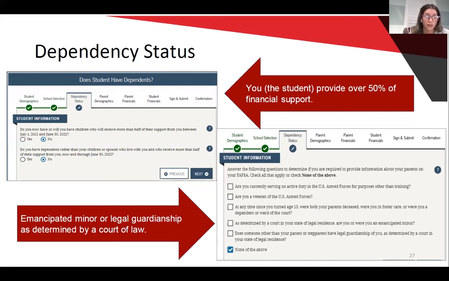Another one of the options would be if you were in foster care, even if you no longer are in foster care as of today, or were a dependent or ward of the court, even if you're no longer a dependent or ward of the court. For federal purposes, for financial aid, someone who's incarcerated is not considered a ward of the court.